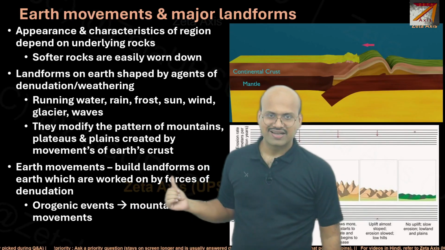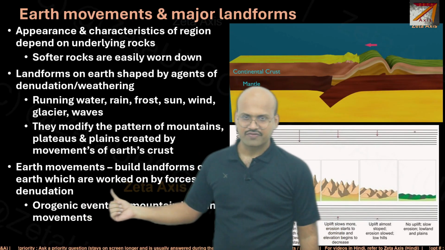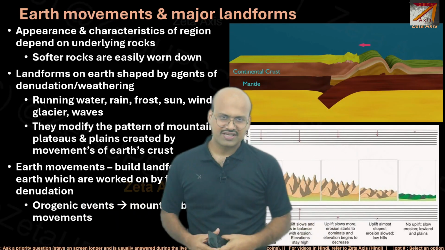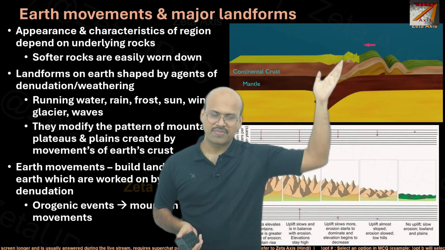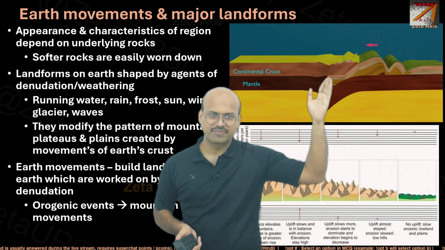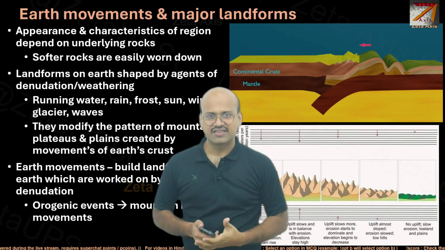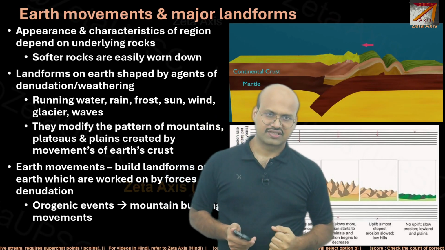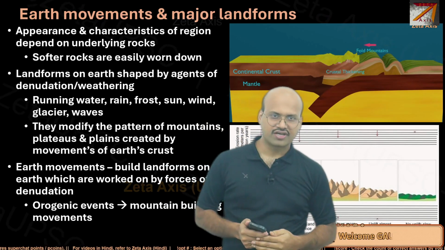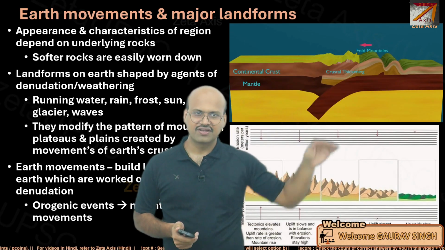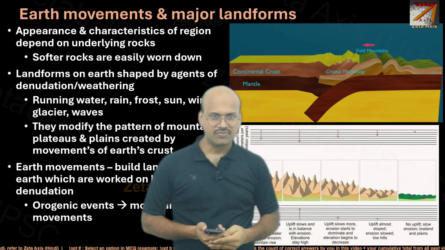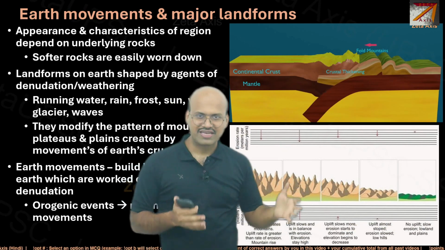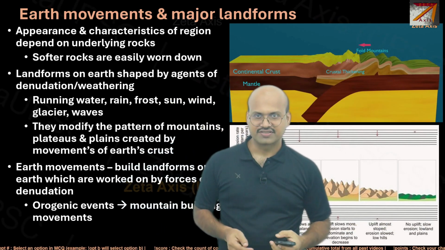Earth movements build landforms on the earth which are worked on by forces of denudation. So basically the internal forces will create these kinds of mountains or plateaus or even other landscapes, and the external forces like the glacier, water, wind will try to erode them and flatten them out. So this is how the landscapes are formed in a region.